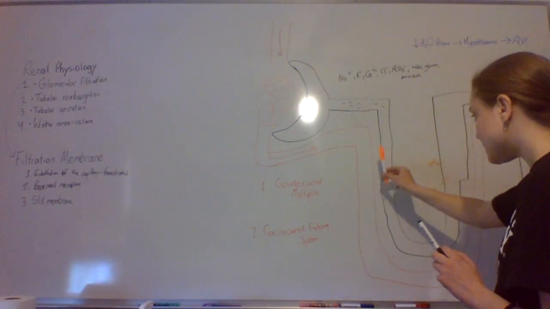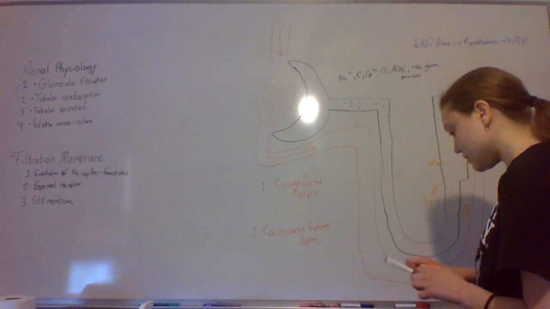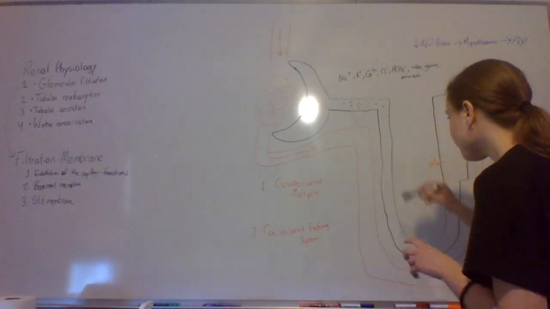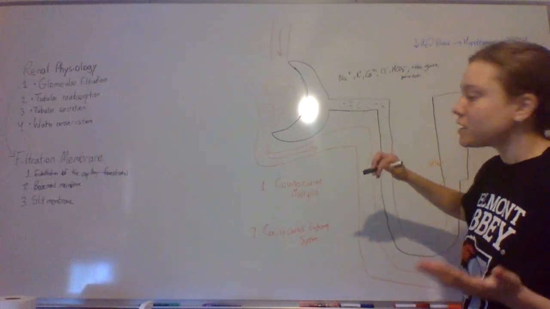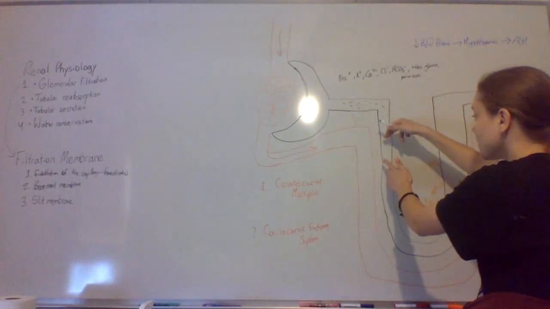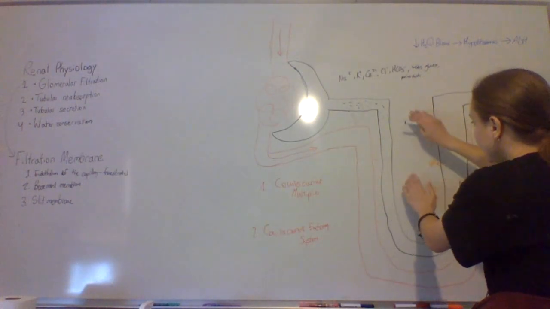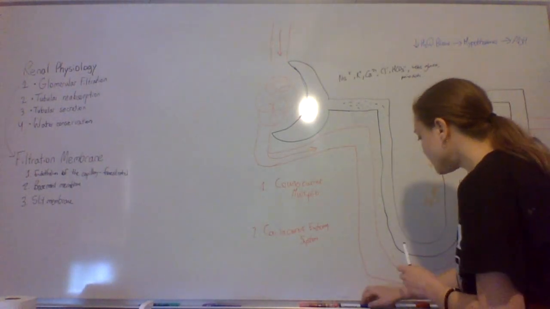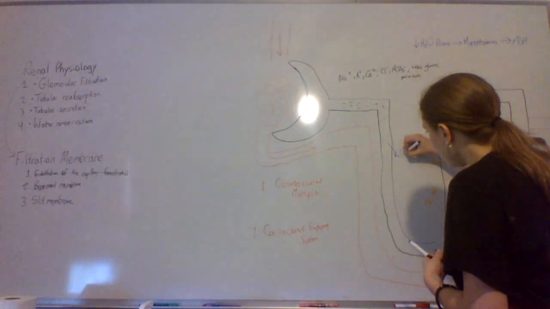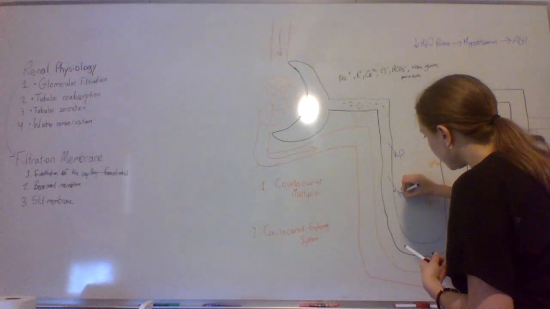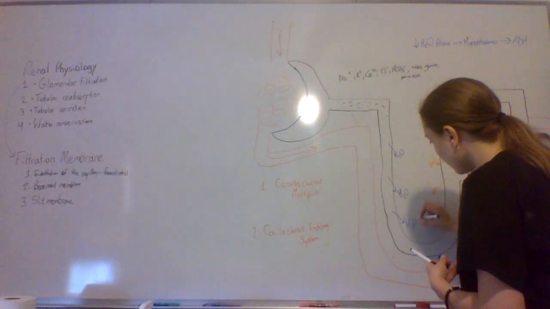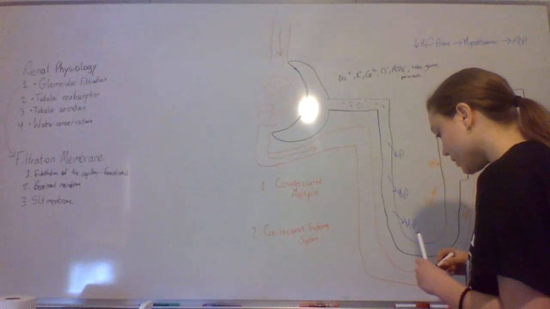Now, the descending limb is permeable to water, but not NaCl. Therefore, as salt sucks water, we have all this salt in the medulla, and we want to get water out of here into the medulla. H2O, H2O, H2O.